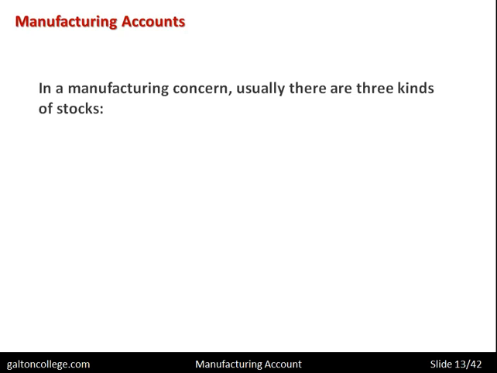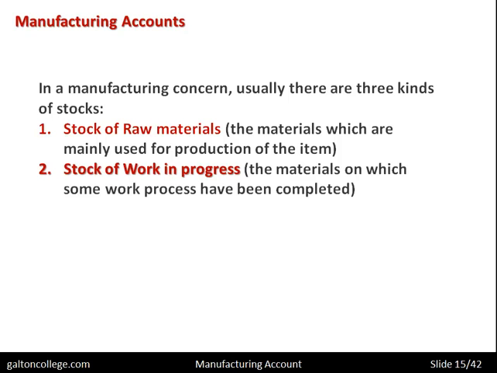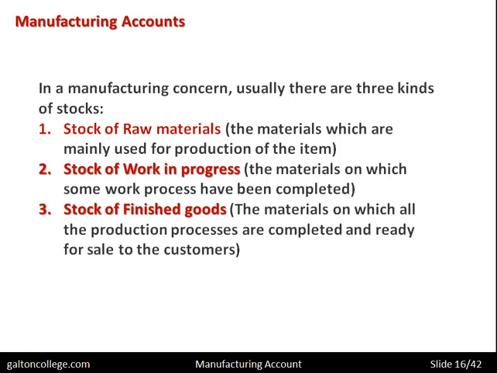Now, manufacturing accounts. Well, in a manufacturing concern, there are usually three types of stock. Stocks of raw materials. These are the materials that are used for the production of the item. The stock of work in progress, materials on which some work processes have been completed. So some work has been done on the raw materials, but they're not finished. They're just work in progress. And the stock of finished goods. These are the materials on which all of the production processes are completed and they're ready for sale to the customers. So we have three types of stocks: raw materials, work in progress, and finished goods.